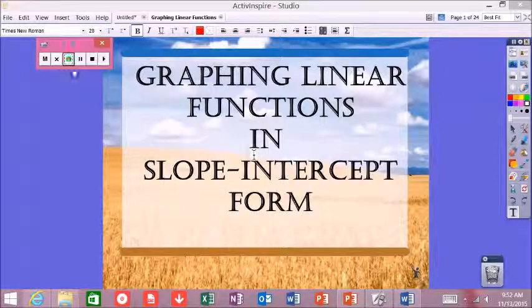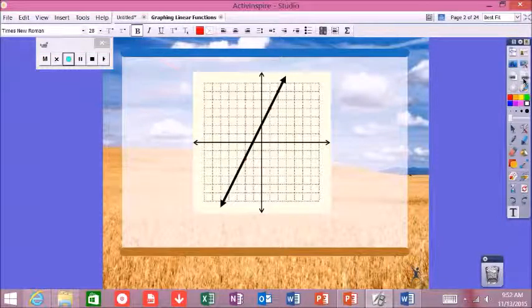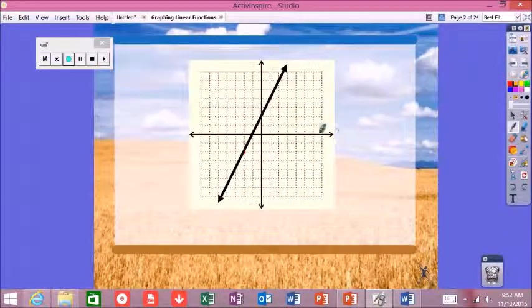We will be graphing linear functions in slope-intercept form. And just as the name tells us, we're going to look at slope and y-intercept. So here's an example of a linear function graph on a coordinate plane. Notice the y-intercept, where the line crosses the y-axis, is at 2 in this particular example.